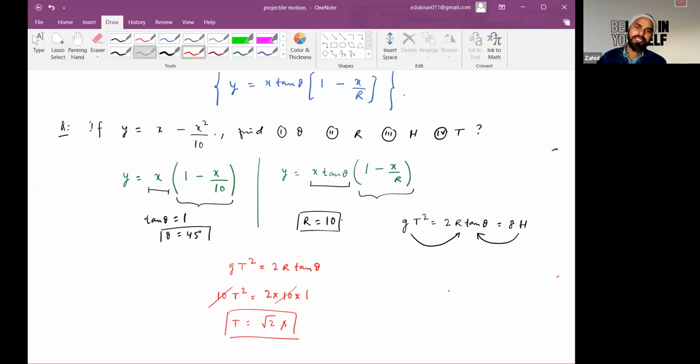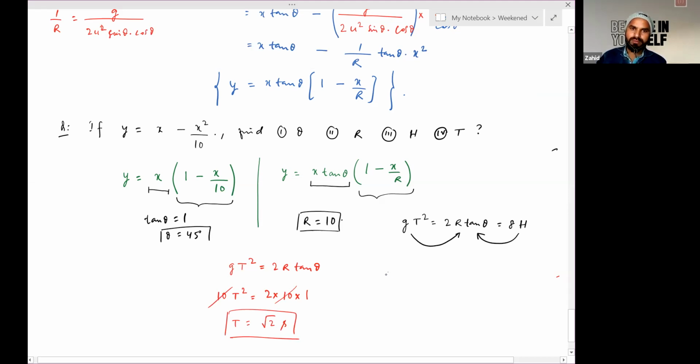Similarly, if we equate the last two terms, it will be 8 times h equals 2 times R tan theta. 2 times R is 10, tan 45 is 1. So h will be 20 divided by 8, or it will be just 2.5 meters. Is it clear?